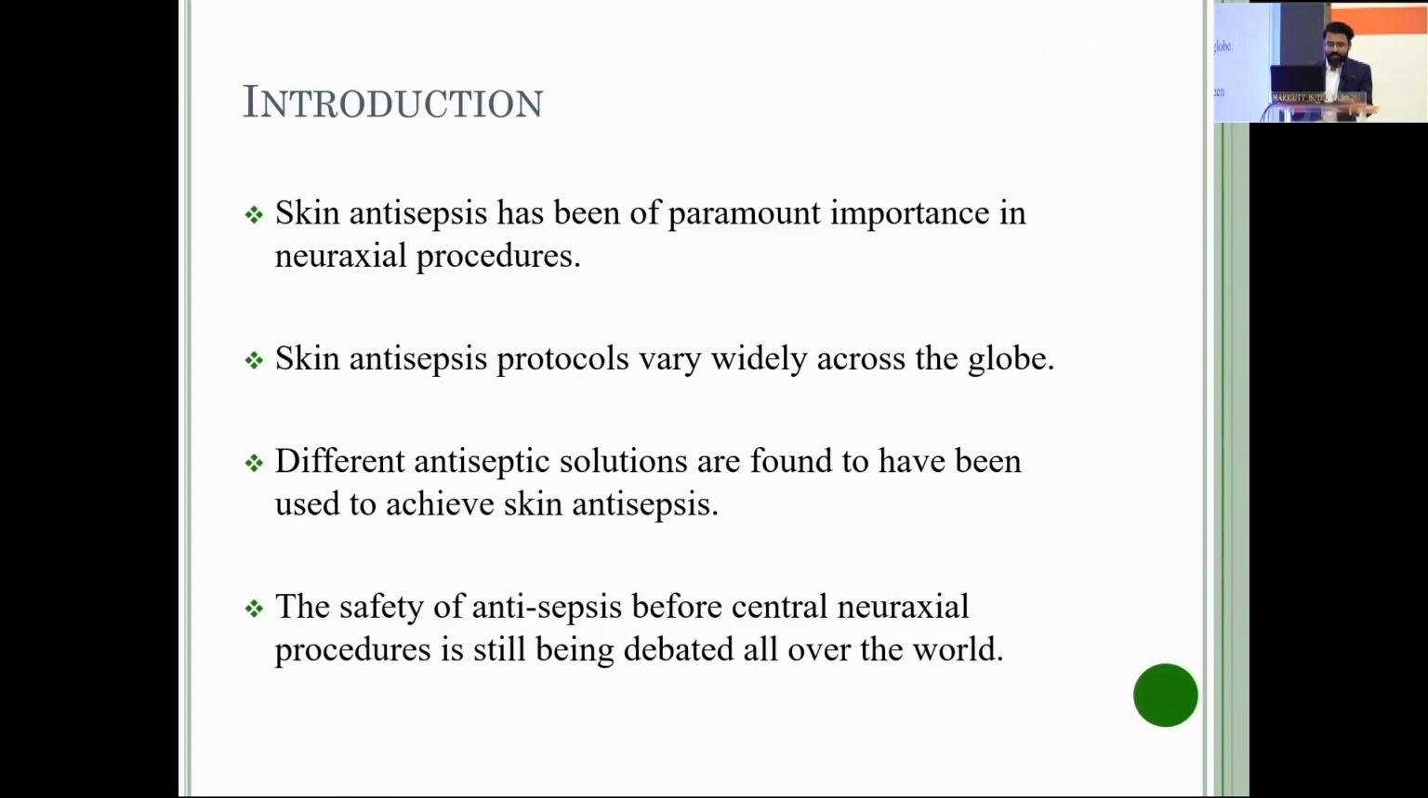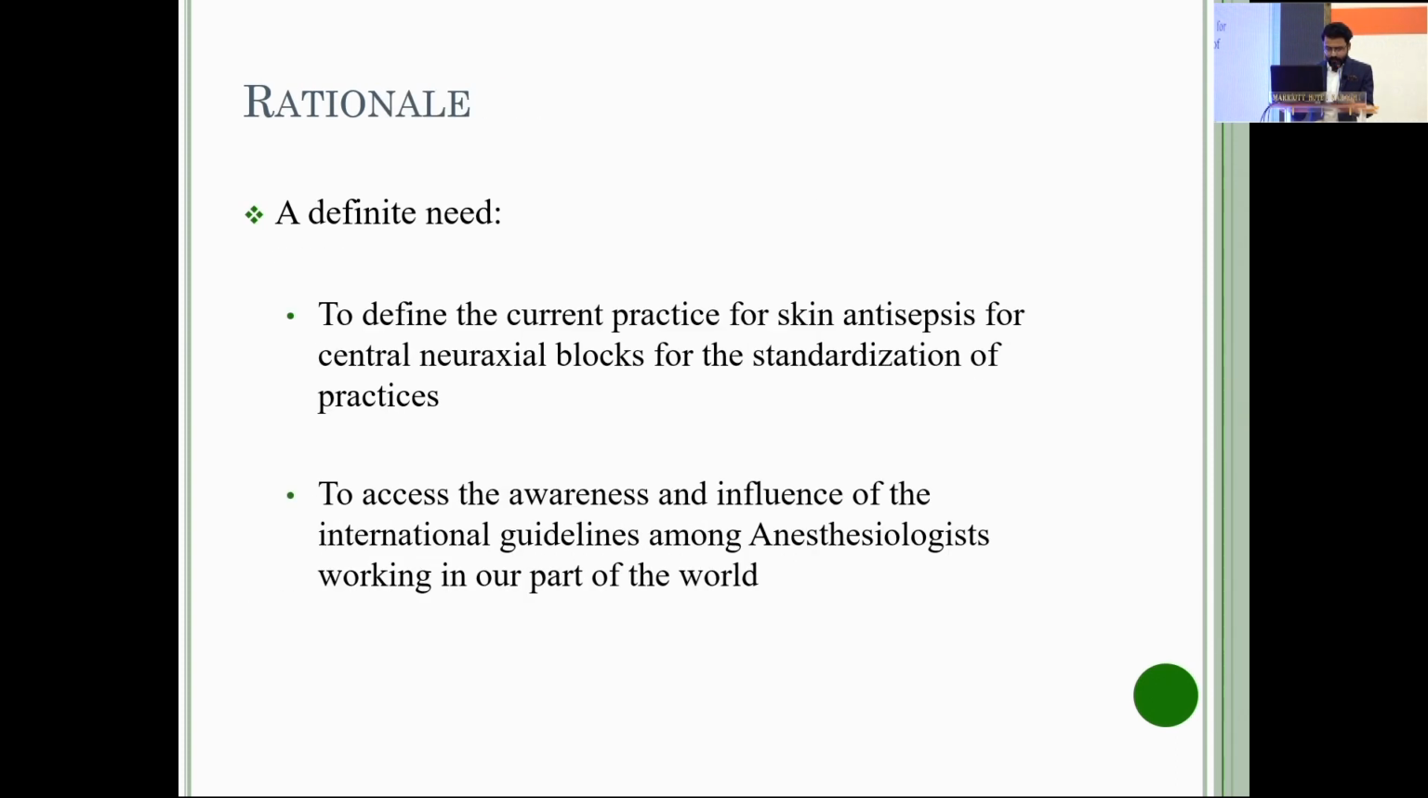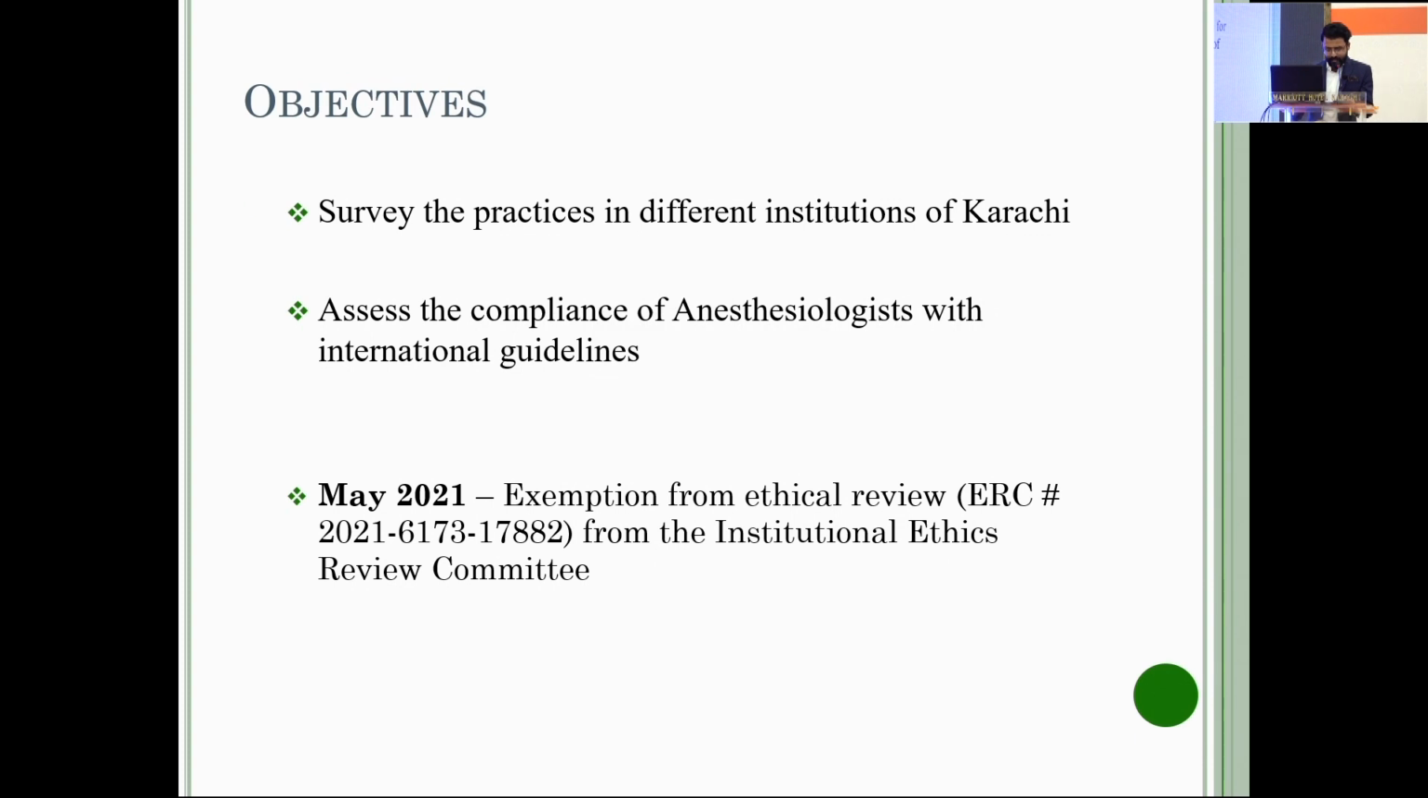Skin antisepsis is of paramount importance when dealing with neuraxial blockades. Microorganisms from patient skin, the anesthesiologist's respiratory flora, and colonizing equipment are the major sources of infection during these procedures. Our rationale for the study was to define the current practices for standardization and to assess awareness among anesthesiologists regarding the prevailing practices. The study was exempted by the ERC in May 2021.